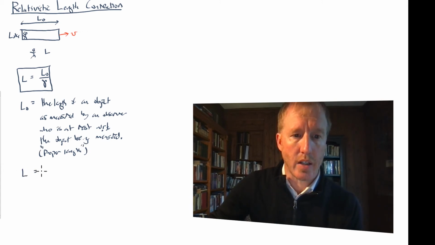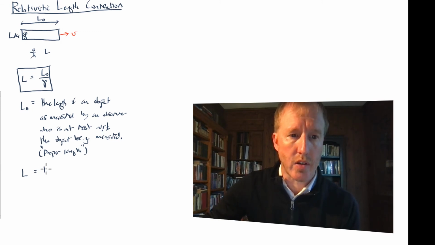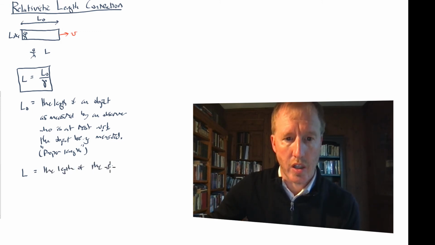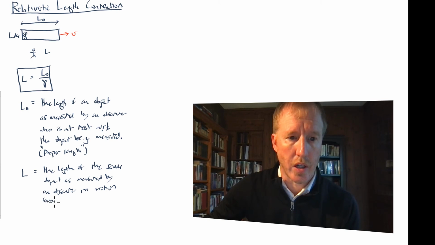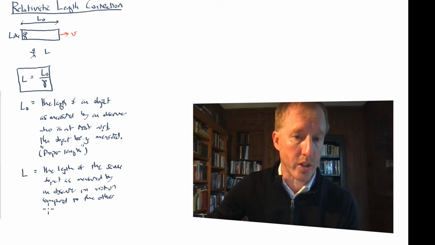What is L in this example? L is the length of the same object as measured by an observer in motion compared to the other observer. The other meaning the first observer we just mentioned.